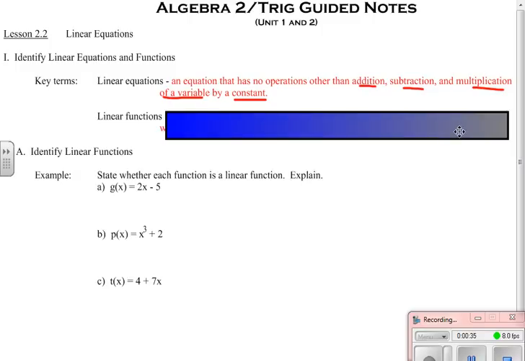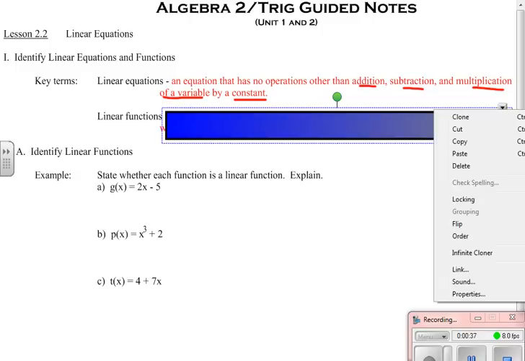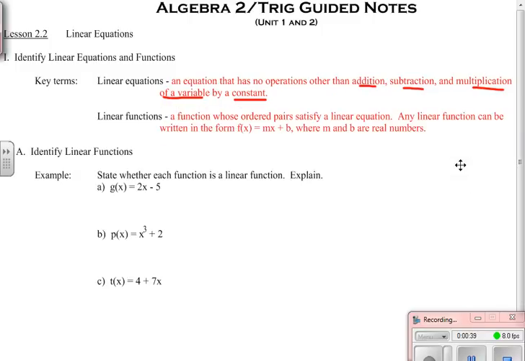Then I talk about a linear function, functions whose ordered pairs satisfy a linear equation. Any linear function can be written in the form f of x equals mx plus b, where m and b are real numbers. So these are pretty similar. This f of x thing is just a way that we are going to still say y. This is function notation. We're still talking about outputs. What comes out? What are our range values?